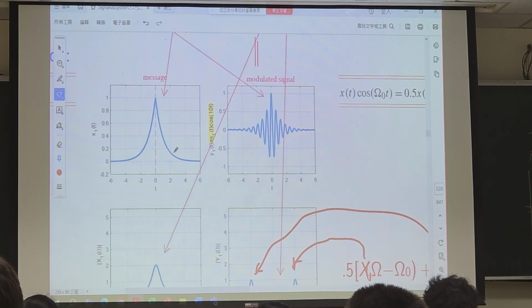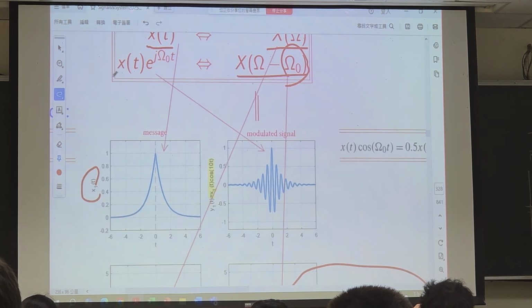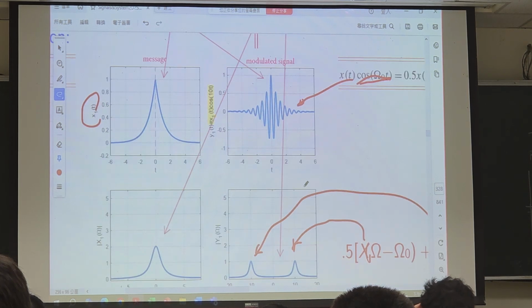Originally I have a function x1 of t. We call this the message, the message to be modulated. But then we multiply this message by the carrier e to the j omega 0 t. So we have a modulated signal like this. We have multiplied it by cosine omega sub 0 t, actually. We multiply x of t by the cosine function, cosine of omega sub 0 times t.